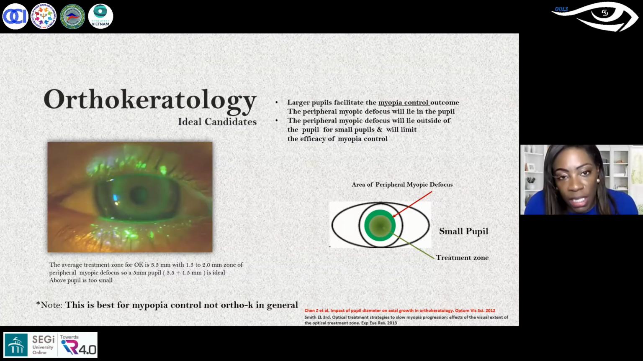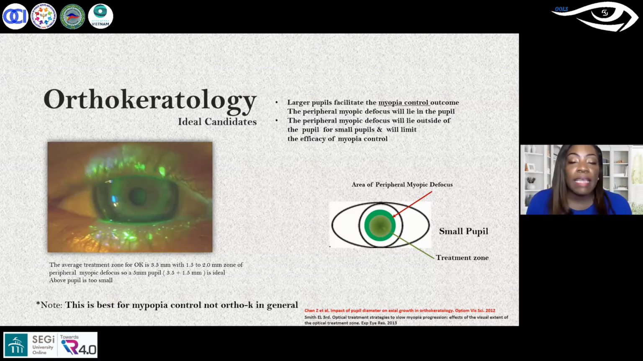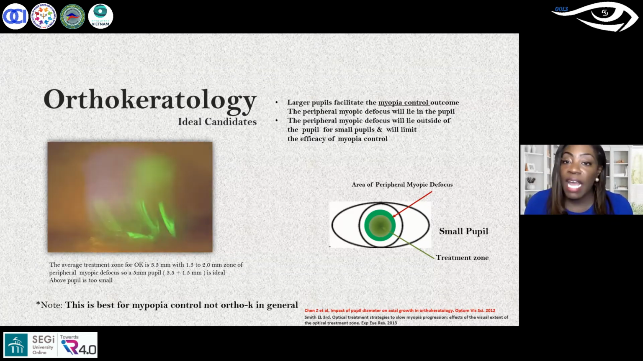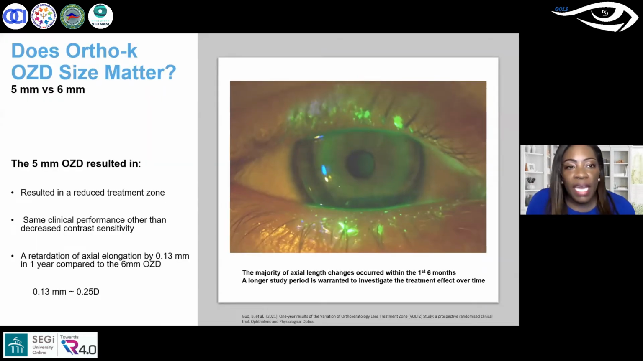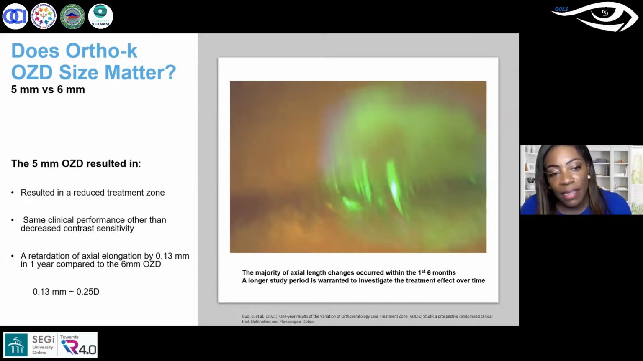With children, the issue with large pupils in general, most people know, can cause some halos and decreased contrast sensitivity, but most times children can adapt to that. And in my experience, the children that I've treated haven't had issues with this, okay? Now, looking at it in another way, and there's been a lot of discussion on this as far as the optic zone size.